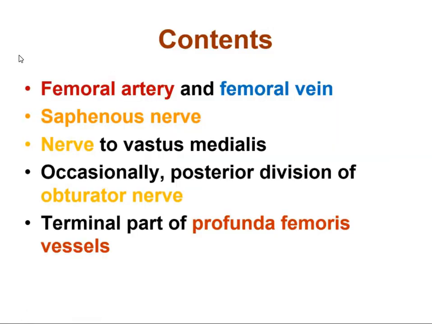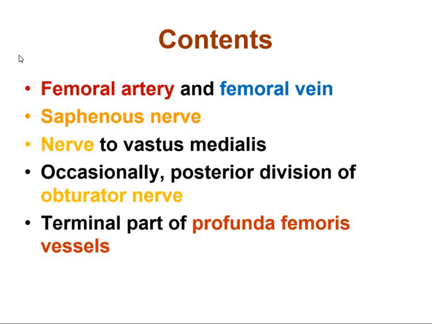So then we have the contents of this adductor canal. We have the femoral artery and femoral vein, which are exiting the femoral triangle through its apex. Then we have the saphenous nerve. Then we have the nerve to vastus medialis, and occasionally we have the posterior division of obturator nerve. Obturator nerve is the only branch of the medial compartment of thigh.